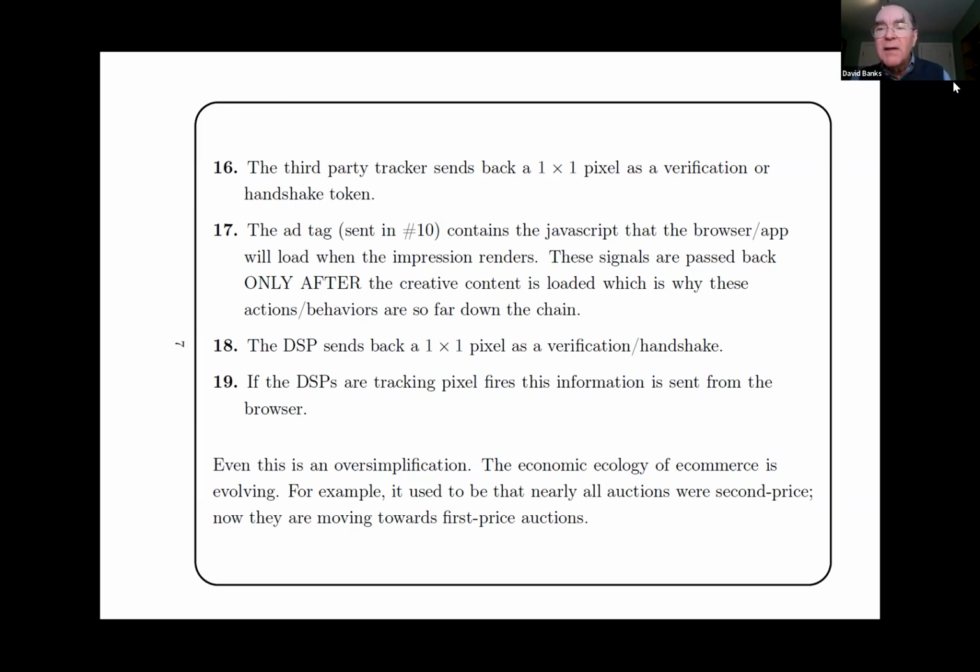But this is a fast-moving field. The ecology of e-commerce is changing rapidly. For example, it used to be that nearly all of these auctions were second price auctions. Technical term, it means that the highest bidder wins the auction, but pays the amount of the second highest bid. Ben Vickery showed that that was an auction that encouraged people to bid their true values as opposed to underbidding. But now these auctions are moving towards first price auctions in which the highest bidder wins and pays the amount of their bid.